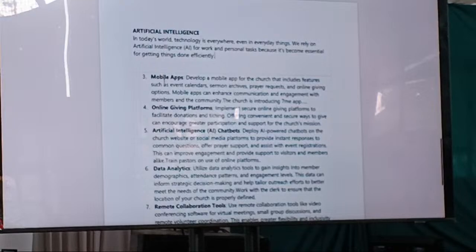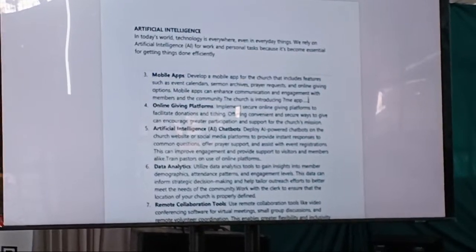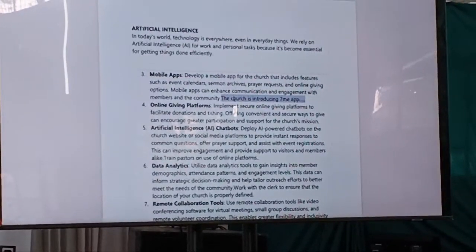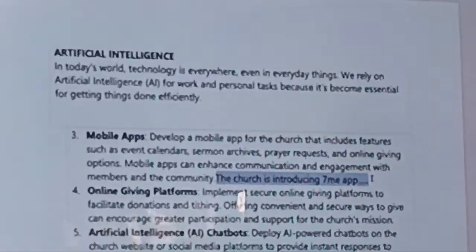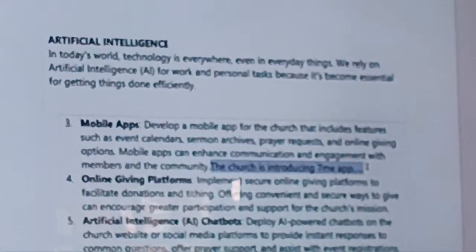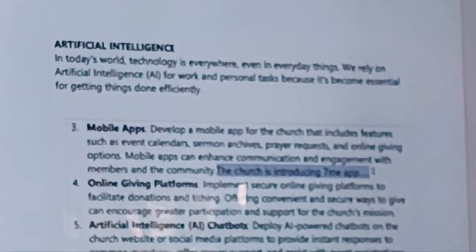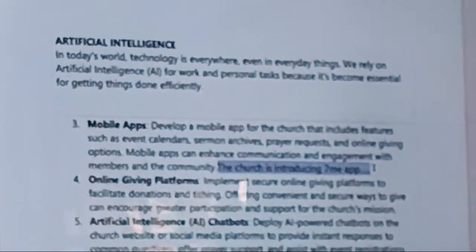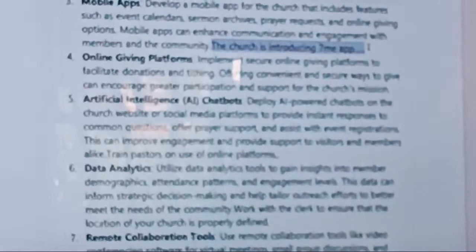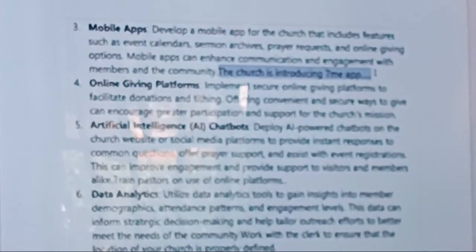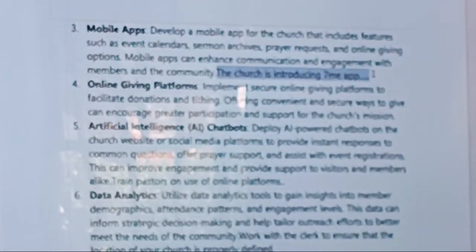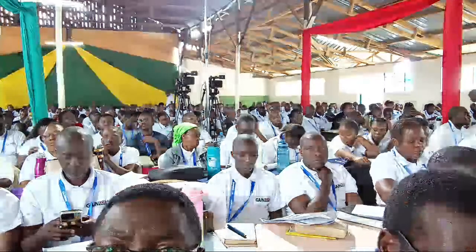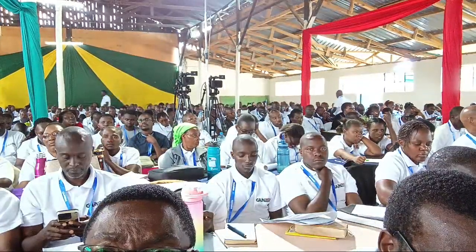I will not dwell much on this, but the mobile apps are available for us. The church is now introducing 7Me. Tyson talked about SMS in his presentation, but 7Me is also an app that church members will be able to use. You can have Sabbath school members put together, you can have all our resources together, and the scrolling that people like will be available in this app called Chat 7Me that works with SMS. We're already piloting in a few churches here in Nairobi, and I think soon it will be rolled out to the rest of the union.